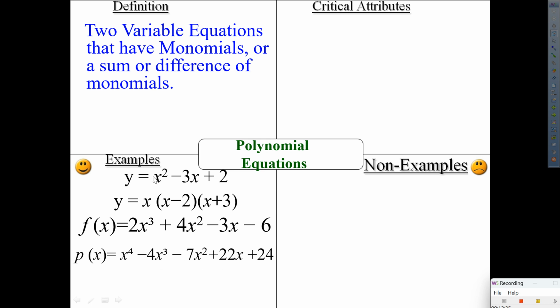Okay. So, students, those are polynomial equations. Now let me show you non-examples.